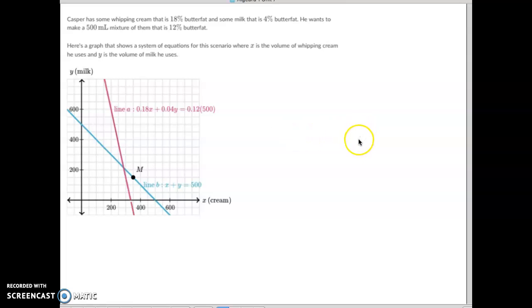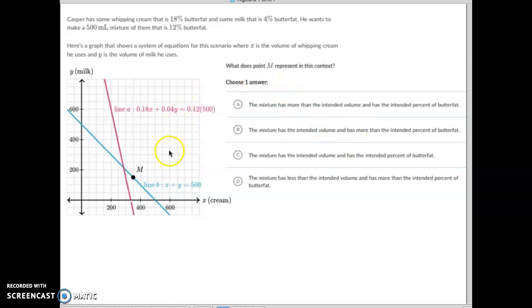Okay, so here come our questions. All right, what does M represent? Well, M represents when we have a little too much butterfat milk in here. We have the intended volume, but we do not have the right amount of butterfat. We have too much butterfat. So let's see what it says. A: Does M represent that the mixture has more than the intended volume? Nope, the volume is this line. It's the 500, has the intended volume, so that's not right.